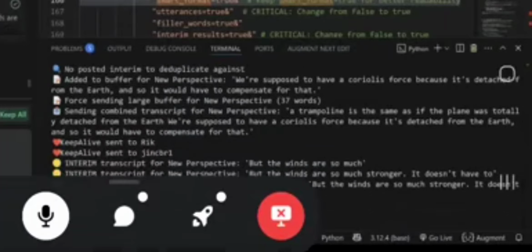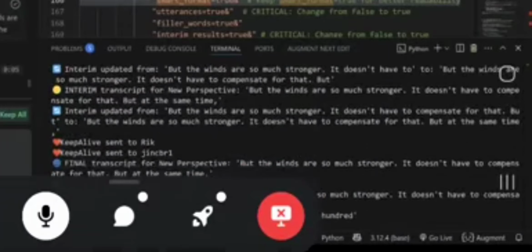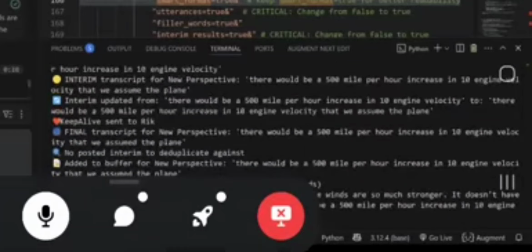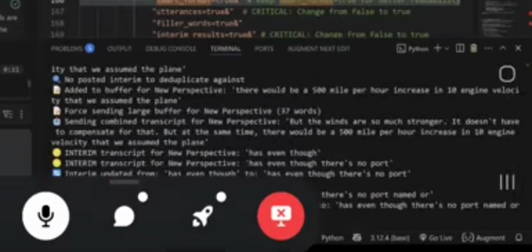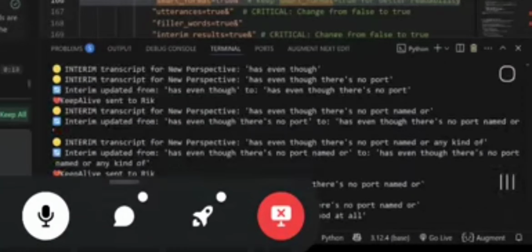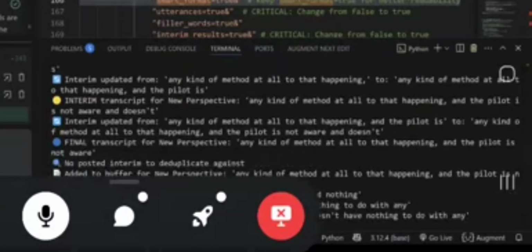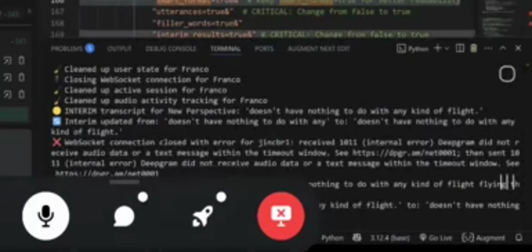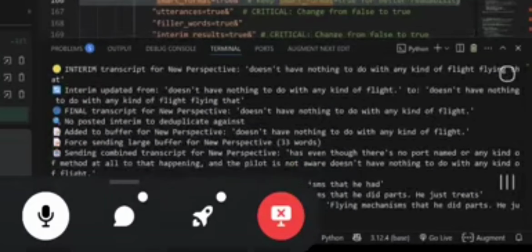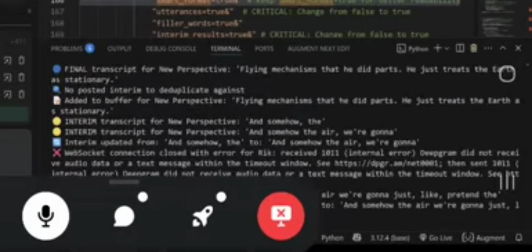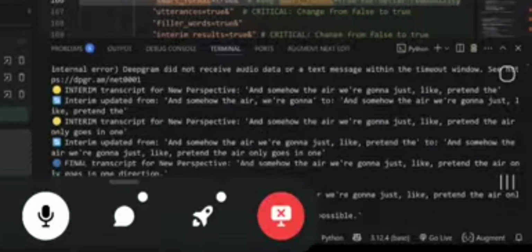But at the same time, there would be a 500 mile per hour increase in tangential velocity that we assume the plane has, even though there's no force named or any kind of method at all to that happening. And the pilot is not aware and doesn't have anything to do with any kind of flying mechanisms that he imparts. He just treats the Earth as stationary, and somehow the air, we're going to just pretend the air only goes in one direction and makes that possible, even though we know air goes in all directions. It's just ridiculous. Okay, new perspective.